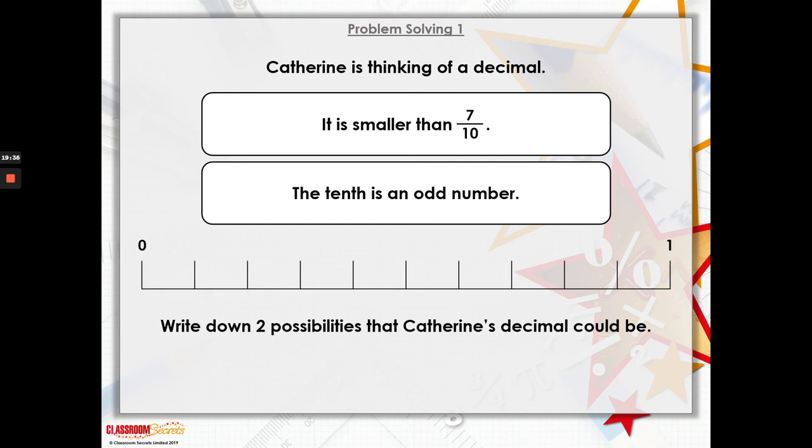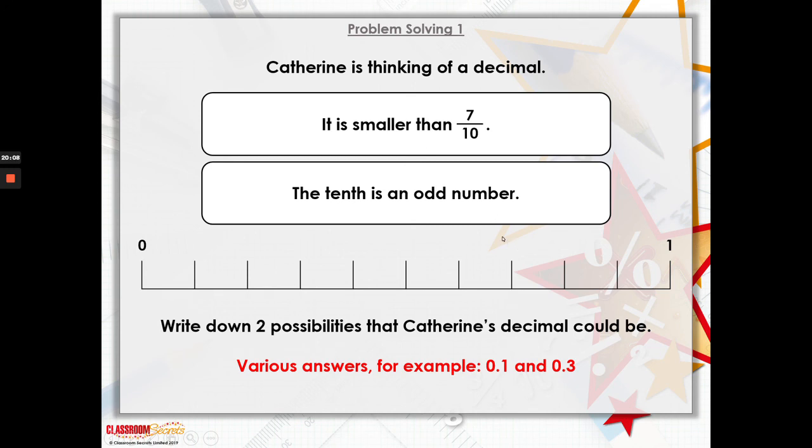Welcome back. Let's see what possibilities there are. Here are the answers. There were 2 answers for this. You could have 0.1, because that's only 1/10, and that's smaller than 7/10, and 1 is an odd number. And 0.3, because that converts to 3/10, and that's smaller than 7/10, and 3 is an odd number.